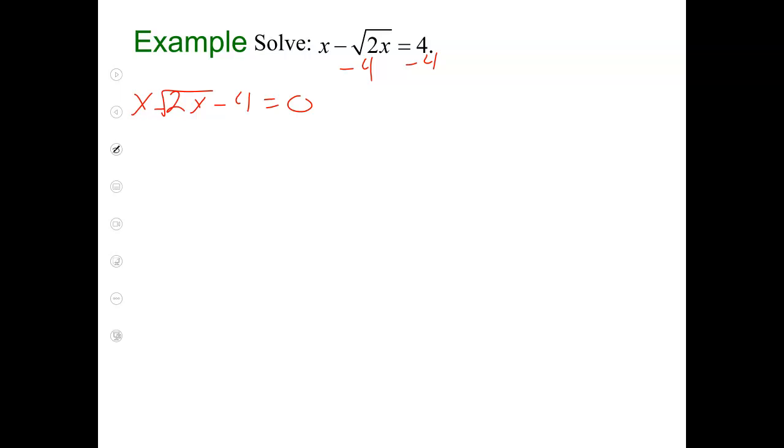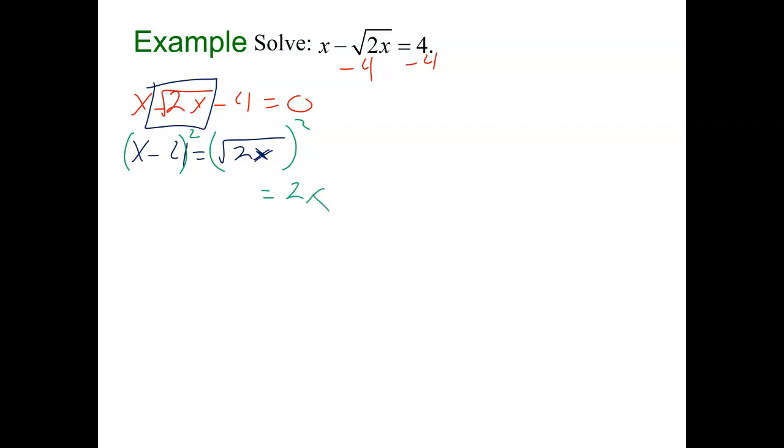Isolate it. What does it mean to isolate? Get it by itself. So how do I get this away from everything else? Add to the other side. So I have x minus 4 equals square root of 2x. Now I can square it. Got to isolate your radical first. Okay? So when I square the square root of 2x, what am I left with?